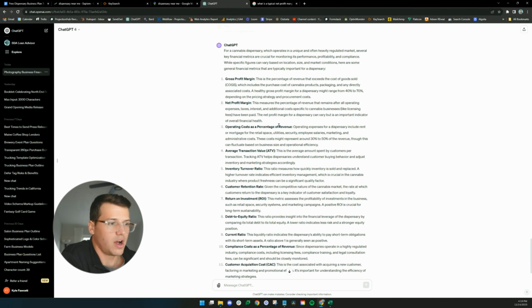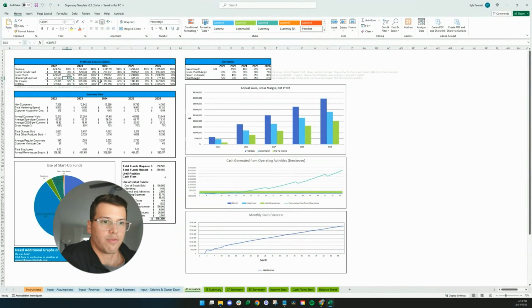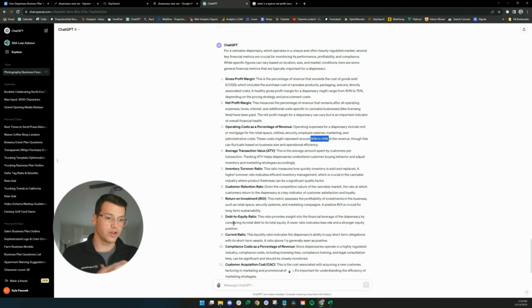Here we have operating costs as a percentage of revenue, 30 to 50%, 40%, 20%. So you can see here we're a little low on our operating expenses. So we might want to go back and see if we're missing something. So that's the exercise that you would want to do there. You fill out your projections to your best ability and then start checking that with research. Just looking for things and making sure it's within range.